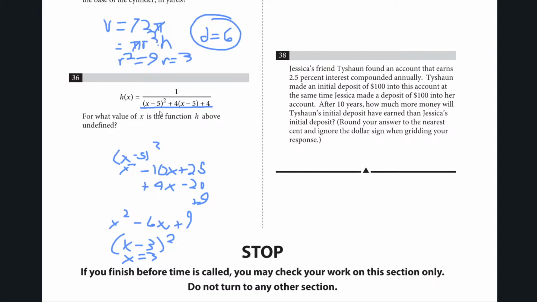Let's plug it into C. When we plug in 3 for x, on the first part, we get a negative 2 squared, which is 4. When we plug in 3 for the next one, we get 4 times negative 2, which is minus 8, plus 4. Yep, that does take us to 0, and that is where it is undefined, when x is equal to 3.